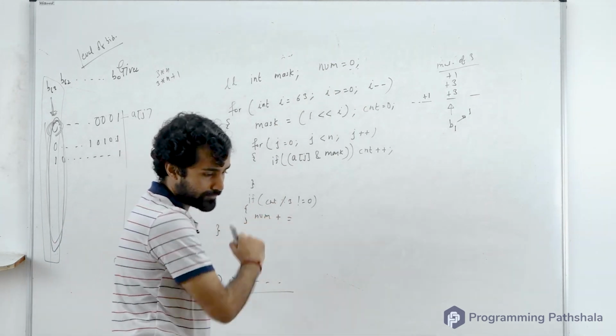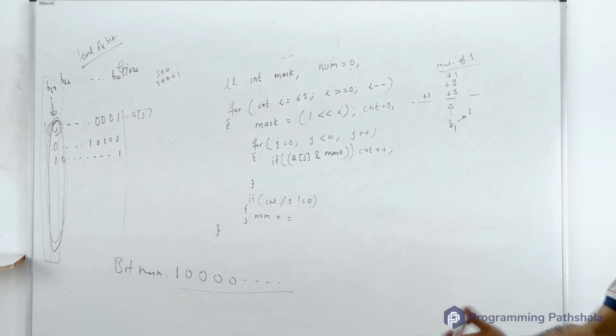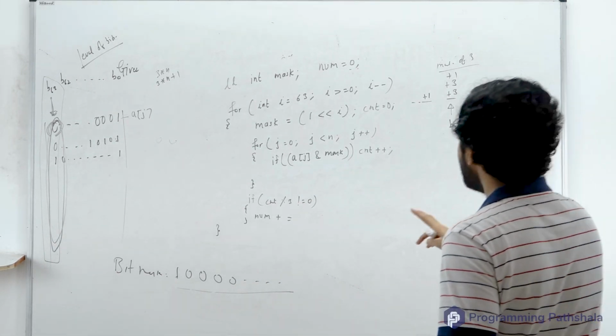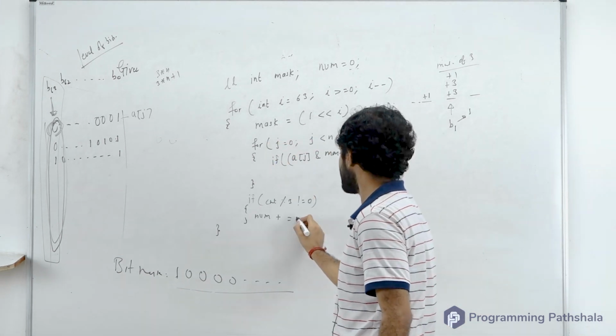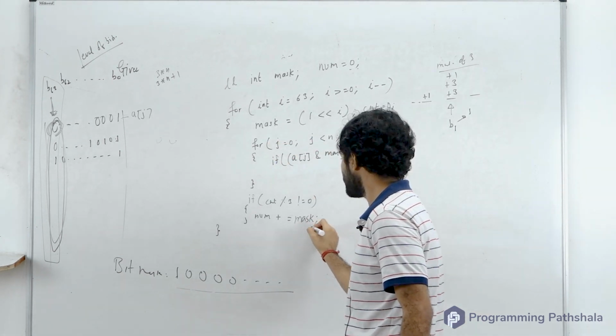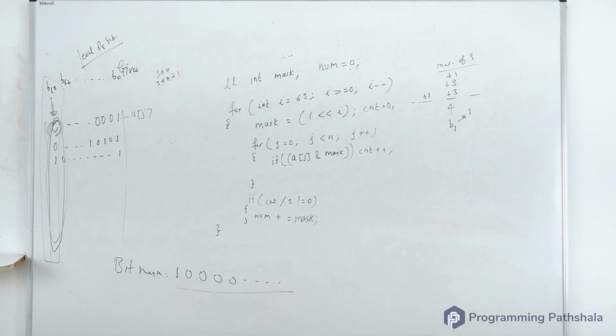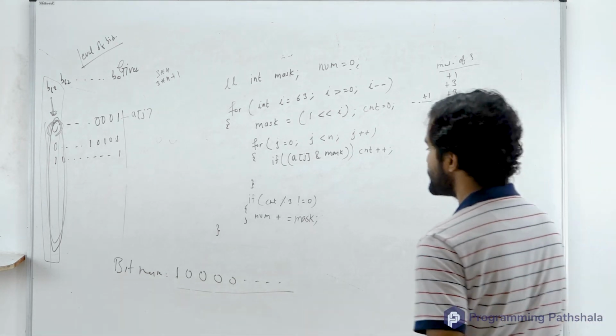What should I do? Who will tell me that? Num plus equals to how much? Mask. Very good. No need of doing 2 raised to power i, because 2 raised to power i is already stored in the mask. So doesn't it look like a very simple piece of code? Very few lines are there, and bit operators are used in a very good way to achieve this task.